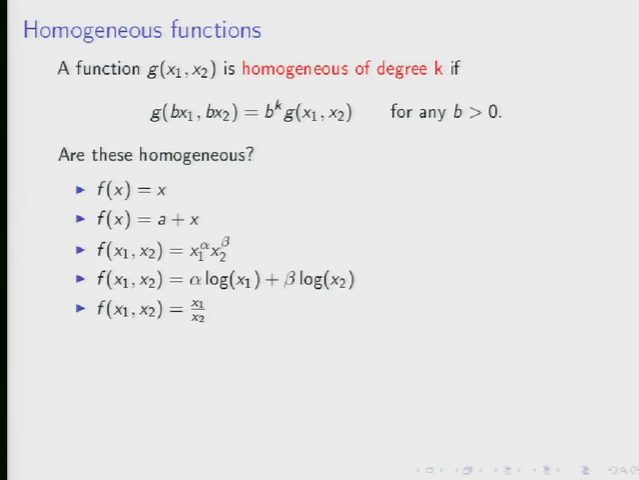Let's take a really simple example where we have just a function f of x, and it's equal to itself. It's equal to x. So take this function. Is this function homogeneous? Okay, what's the degree of its degree? 1, yeah. So if we multiply x times b, it's equal to b times the original function, and it's just b raised to the first power. So it's homogeneous degree 1.